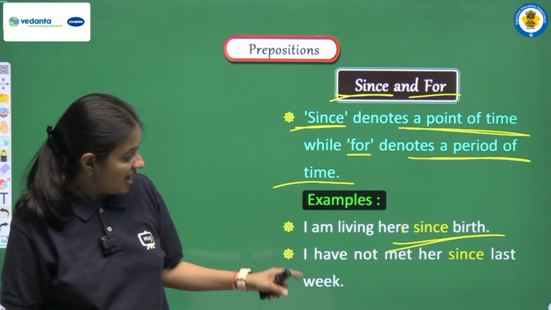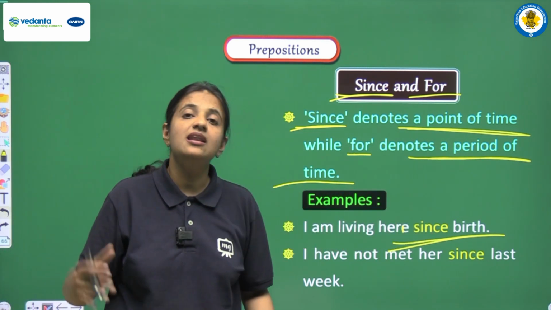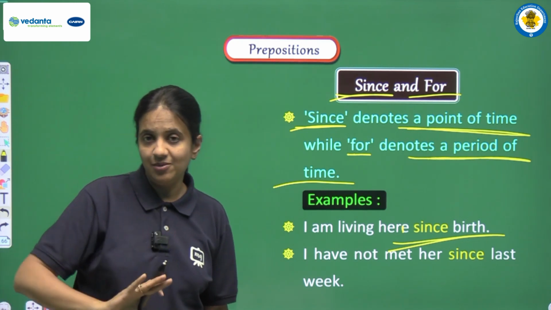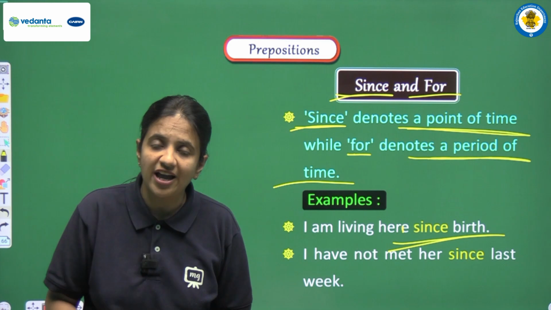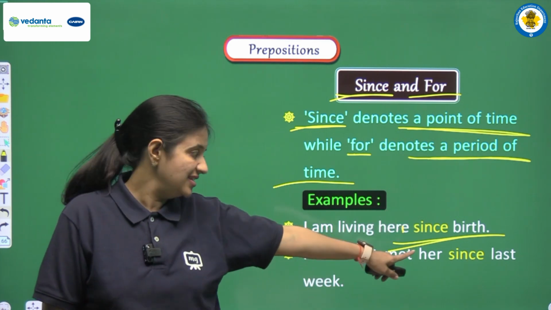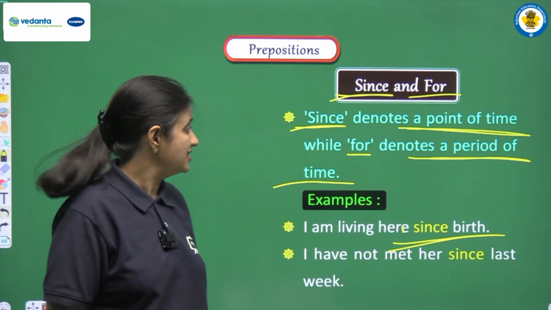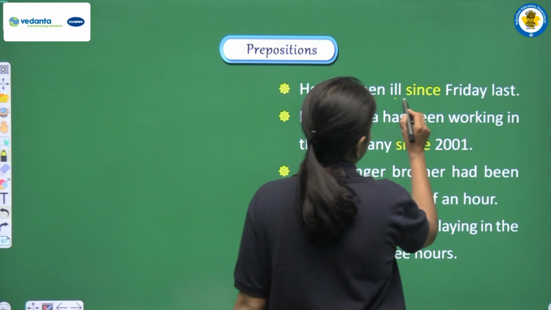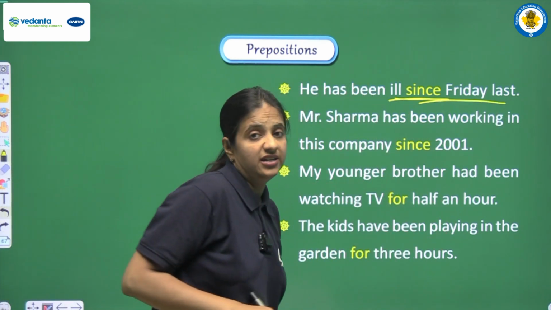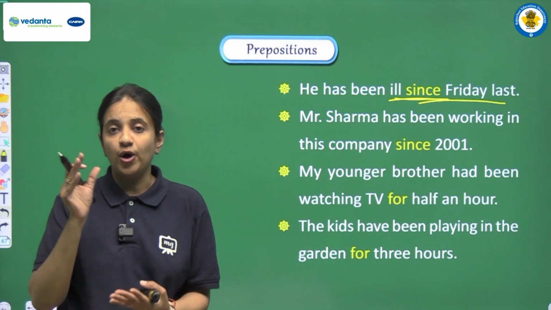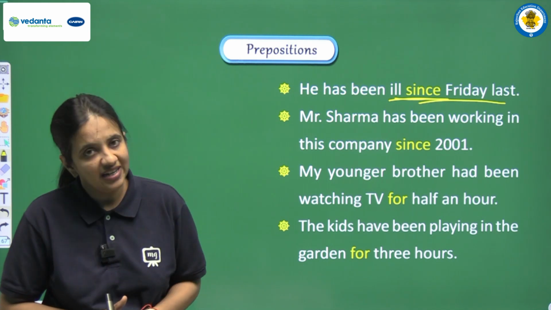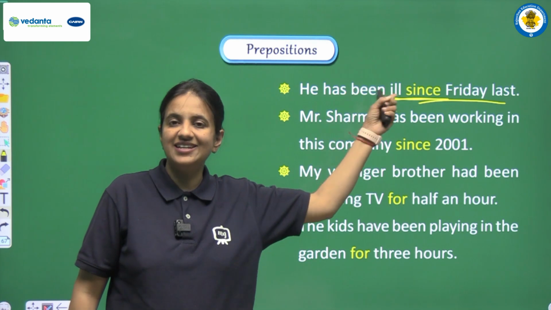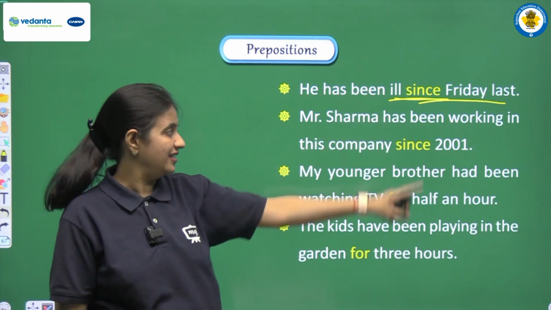Second one is, I have not met her since last week. So again we are talking about one particular time, one point of time, and this is the reason we are having since here in this sentence. Next, he has been ill since Friday last. So yes, Friday, it's a particular day, it's a point of time, and we are indicating this point of time, and this is the reason we are having since here in this sentence.